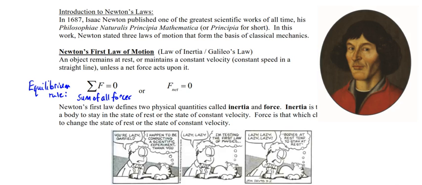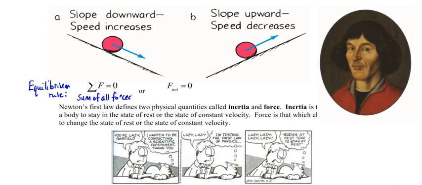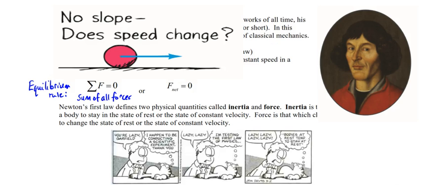Through observations of balls rolling along surfaces that were tilted at angles, we see that when a ball goes up an incline, the speed decreases, and when it goes down an incline, the speed increases. But what about along a horizontal surface? If there's no slope, does the speed change? Well, he reasoned that a ball rolling along a horizontal surface would continue to move forever and ever, if you assumed there was no friction.